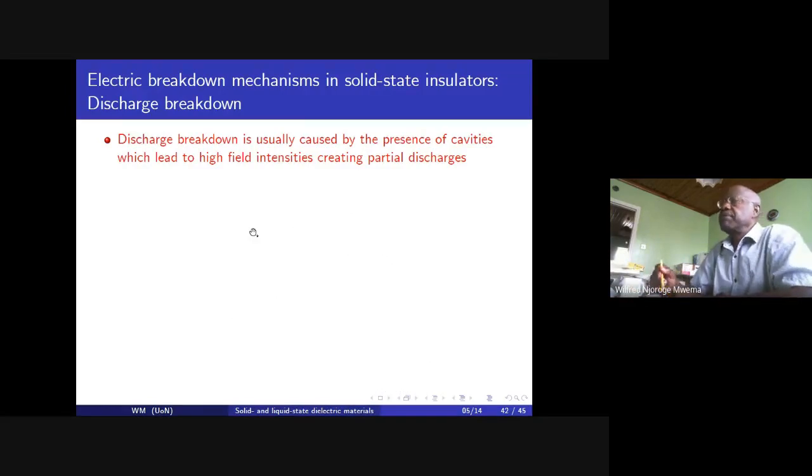Discharge breakdown is usually caused by the presence of cavities, which lead to high field intensities, creating partial discharges. We know that when you have a dielectric, the field in the dielectric will be smaller than the field in the cavity itself. Therefore, as you increase the field in the dielectric, the field in the cavity will also increase, and it may reach the critical dielectric strength of the gas inside that cavity, which is normally air. That will break down, and the flash may cause the temperature of the dielectric to increase. If it is a flammable dielectric solid, it may start to oxidize as well.